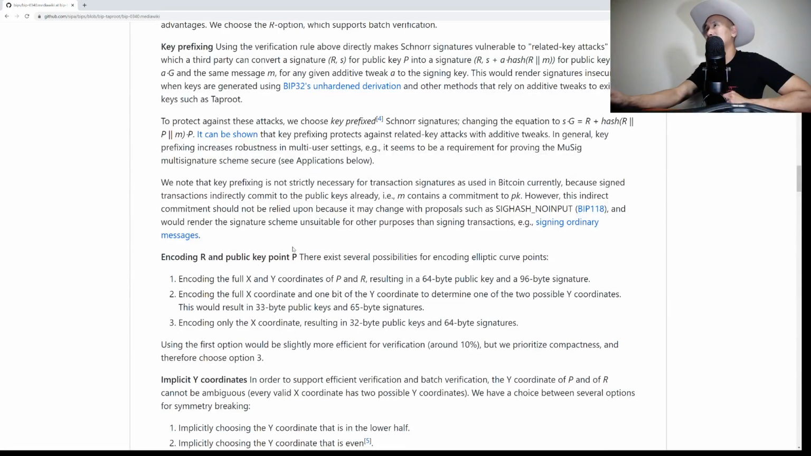It can be shown that key prefixing protects against related key attacks with additive tweaks. In general, key prefixing increases robustness in multi-user settings. For example, it seems to be a requirement for proving the MuSig multi-signature scheme secure. See applications below. So basically, to protect against the related key attack, which is known, this is a way to make it using the key prefixed Schnorr signatures. We have protection against that.